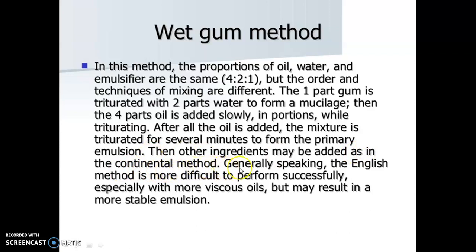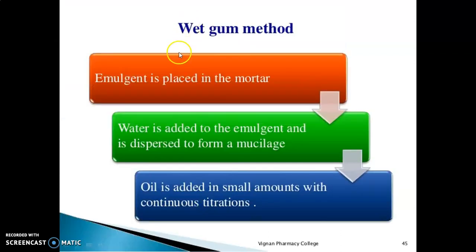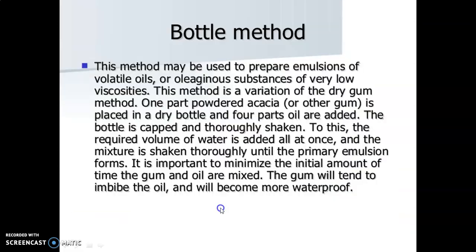continental method. Generally speaking, the English method is more difficult to perform successfully, especially with the more viscous oils, but may result in a more stable emulsion. The wet gum method shown through the flowchart: emulgent is placed in the mortar, water is added to the emulgent and is dispersed to form a mucilage, and then oil is added in small amounts with continuous trituration.